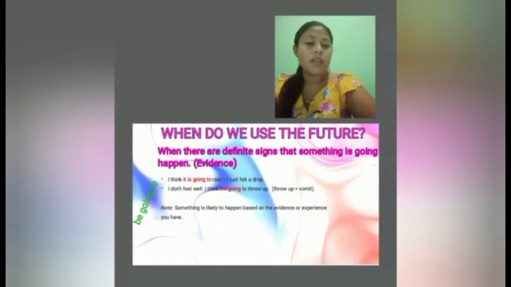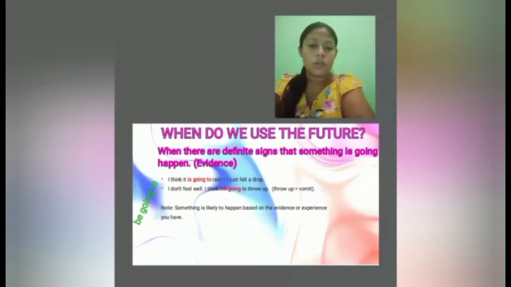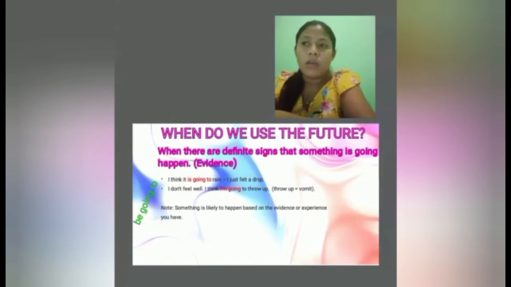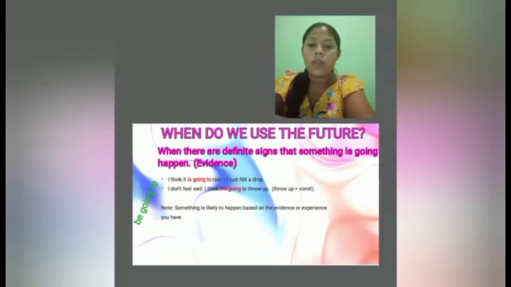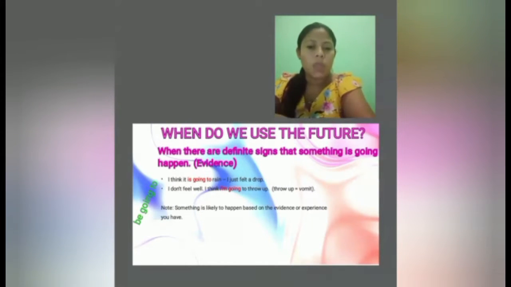When do we use the future? When there are definite things that something is going to happen based on evidence. For example, I think it's going to rain. I just felt a drop. The evidence is the drop that it is going to rain. I don't feel well. I'm going to throw up. Here the evidence is that he or she, or I, am going to throw up, for this reason, I don't feel well. Note, something is likely to happen based on the evidence or experience you have.